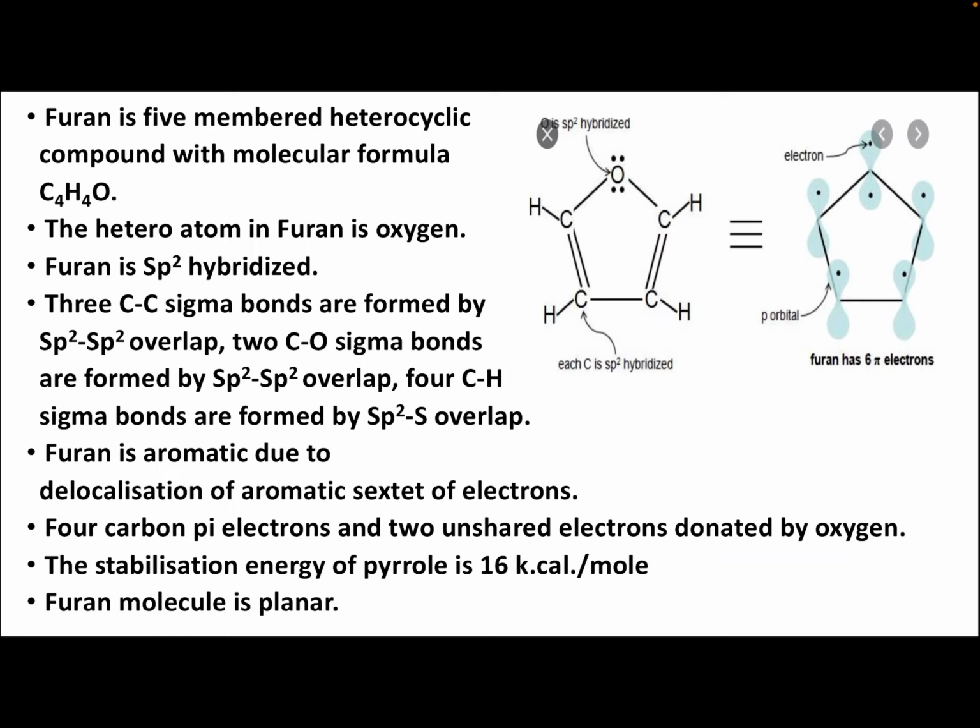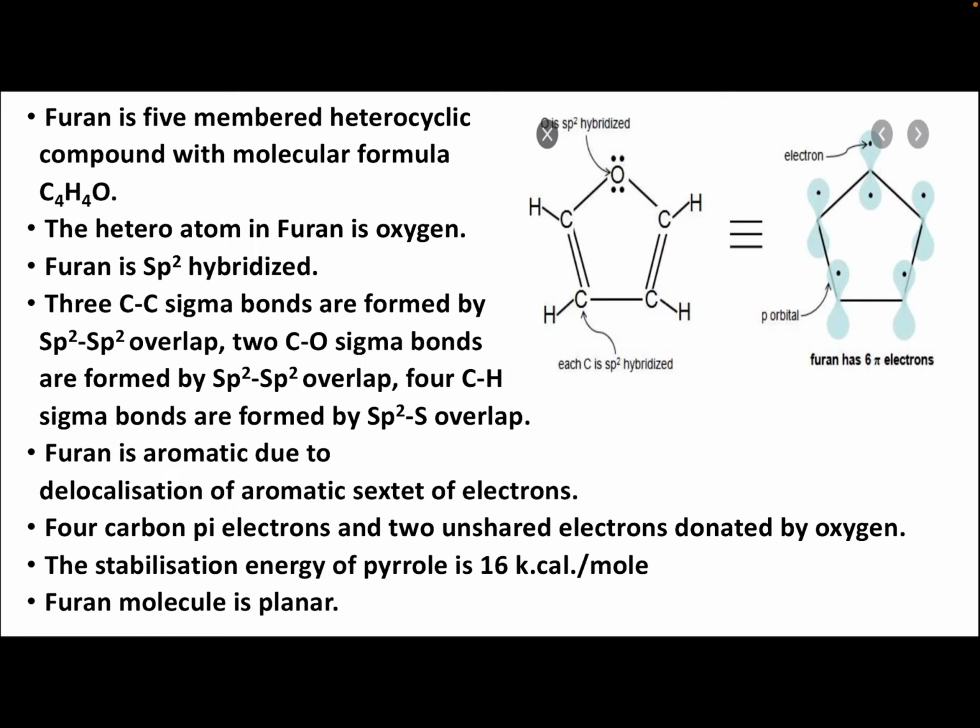So here you are seeing furan is a 5-membered heterocyclic compound with molecular formula C4H4O. Also you are seeing 4 carbons, 4 hydrogens, and 1 oxygen. Here the heteroatom in furan is oxygen. Furan is sp2 hybridized, that is all the 4 carbons and oxygen are sp2 hybridized.